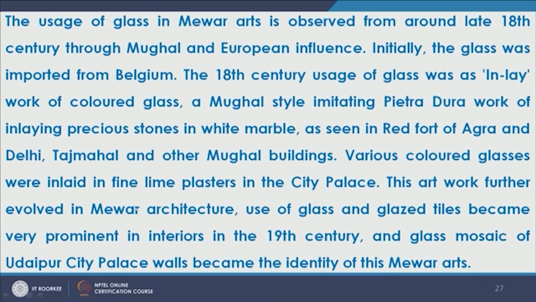This artwork further evolved in Mewar architecture. Use of glass and glazed tiles became very prominent in interiors in the 19th century, and the glass mosaic of the Udaipur City Palace walls became the identity of Mewar arts. So this is how from Europe, especially from Belgium, and through the Mughal patronage, this art and craft form flourished, and there was a lot of usage of mosaic and glass inlay, and that's how it also got disseminated to other parts of the country.